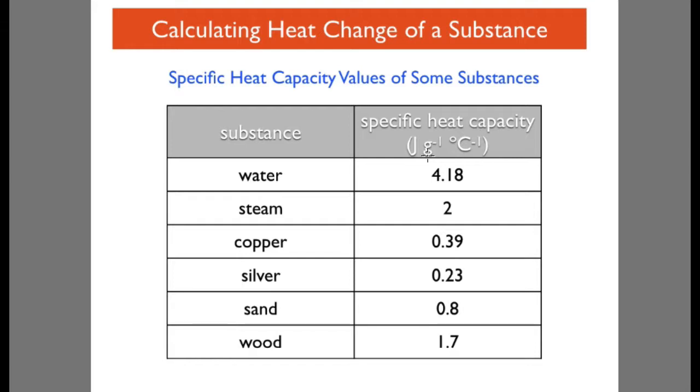Specific heat capacity values of some substances. So you see water 4.18, steam is 2. Obviously they're the same thing, just at different states. You've got copper 0.39, silver 0.23, sand 0.8, wood 1.7. So water is quite high compared to those other substances.